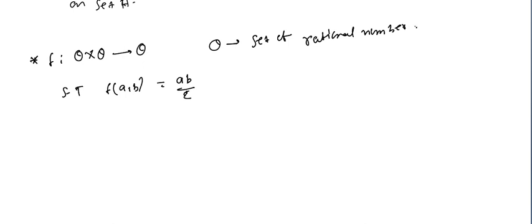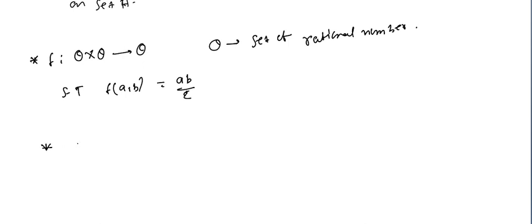Set of rational numbers. Clear? So we sometimes express the above by saying it is a star. This is f star a star b. Sometimes a star b is a binary composition defined on Q. That is, the same expression we can write in another form.